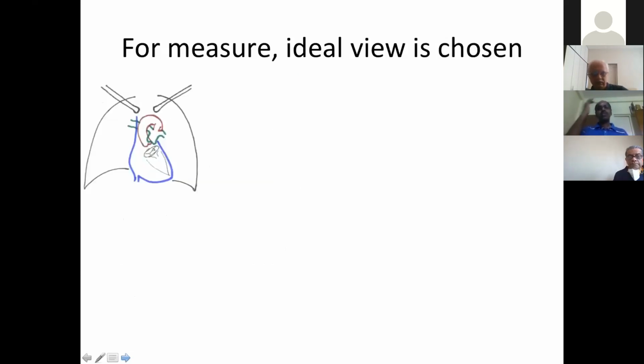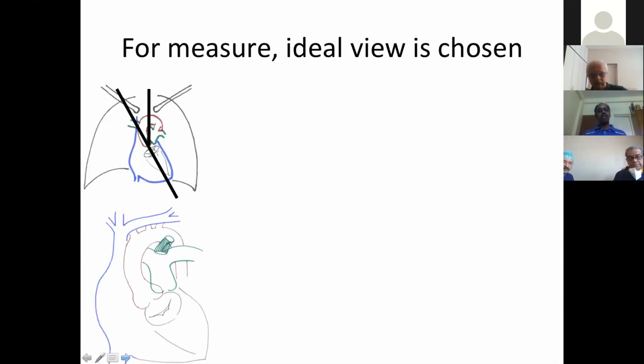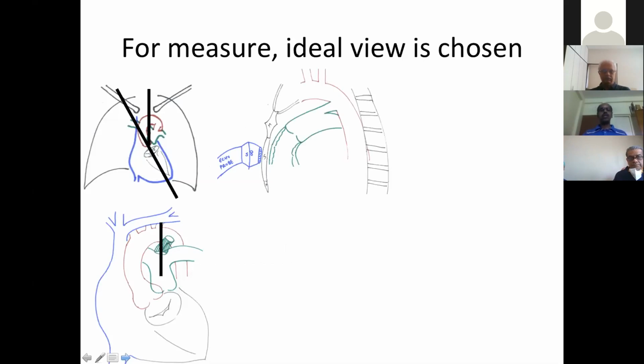For precise measurement, ideal view is always chosen. What is an ideal view? This is the chest. The normal parasternal view we do in this plane, but we know that the ductus is in a different plane. So the ductus needs to be left parasagittal. And suppose you are having the left parasagittal cut through the ductus, how is it going to look on the echocardiogram? The echo probe is going to be on the left parasagittal area. And it is going to start from the right ventricular outflow tract to the pulmonary valve to the main pulmonary artery. And this is going to be the ductus.